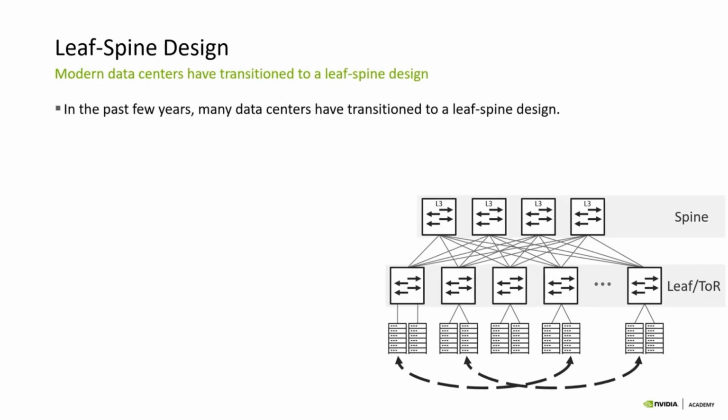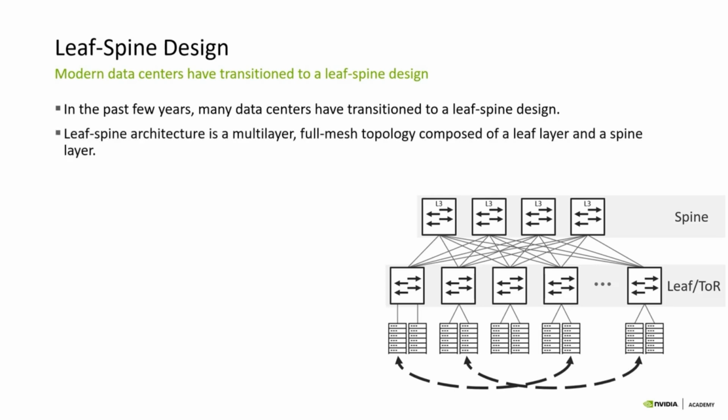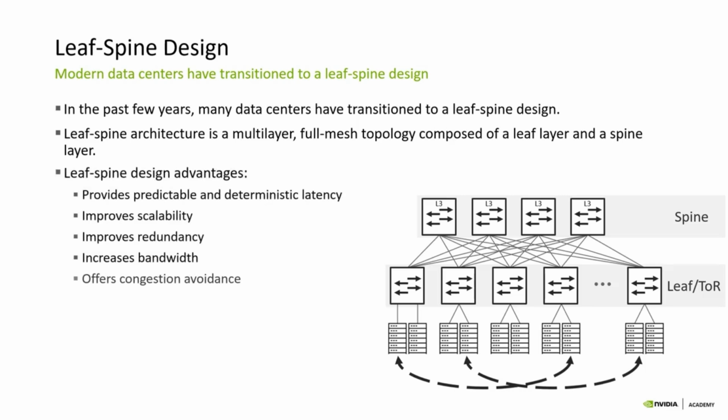In the past few years, many data centers have transitioned to a leaf-spine design to overcome the limitations of the hierarchical design. A leaf-spine architecture is a two-layer full-mesh topology composed of a leaf layer and a spine layer. The spine switches connect the leaf switches with one another, whereas the leaf switches connect servers to the network. For that reason, the leaf switches are also referred to as the top of the rack switches, or TORs. Every leaf switch is connected to every spine switch, and obviously vice versa. The leaf-spine architecture has many advantages as listed here.